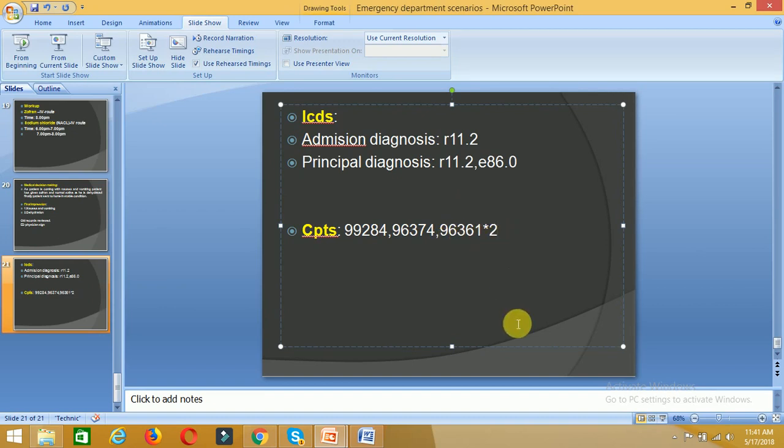Coming to the modifier, the physician has done the workup, that is he gave the IV fluids. So we need to show that the physician has done an extra E&M service. In order to do that we are giving the modifier 25. Okay, the E&M code is 99284 with modifier 25, and the workup coding is 96374 and 96361 twice. So ICDs are done and CPTs are also done. So this completes the chart.